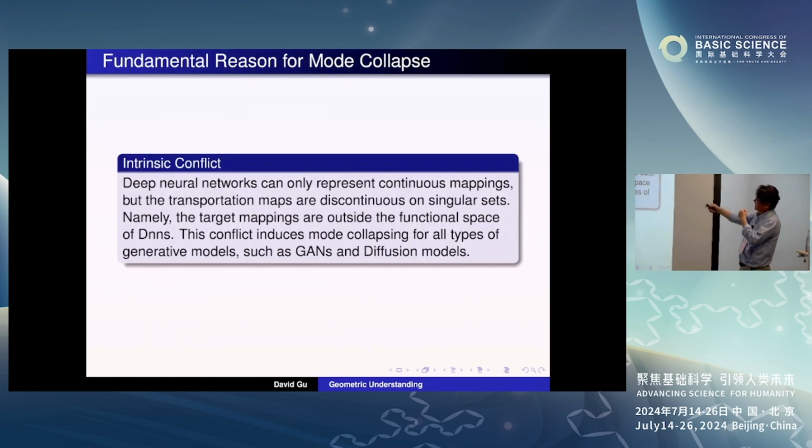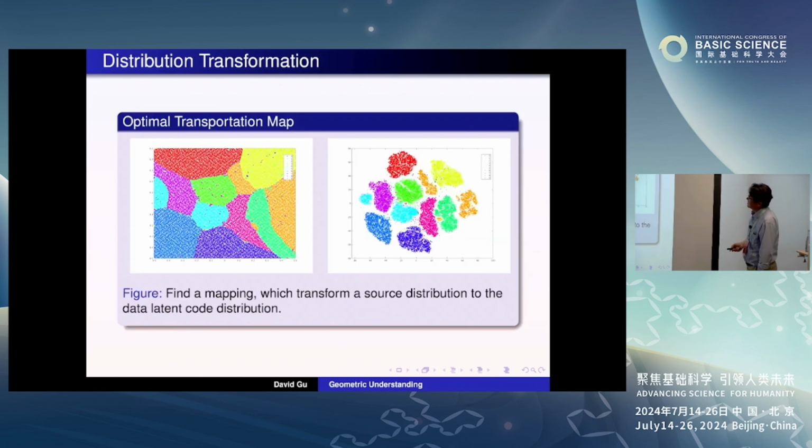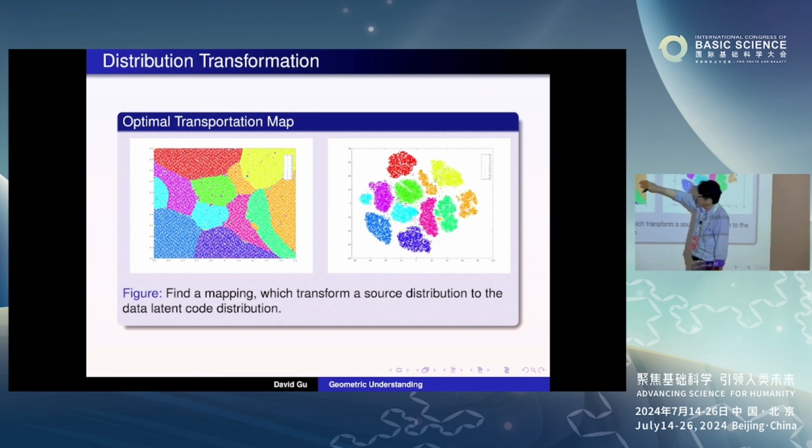So therefore, we get an infinite conflict. Neural networks can only represent continuous functions, but the OT maps are discontinuous. Okay, so therefore, the whole training process cannot converge. So here you can visualize. We have MNIST, then we have the clustered structure here. We found an OT map between this square to here. Then you see along the cell boundary, the mapping is discontinuous.